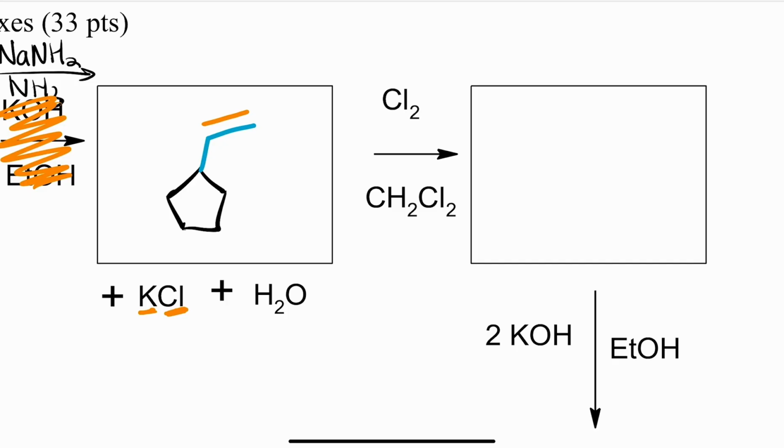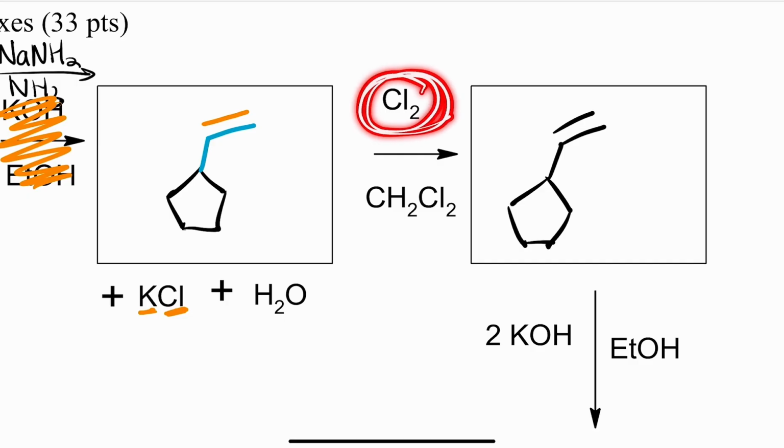So, let me just redraw it. But what are we doing now? Super important. What are we doing? This is adding 2 chlorines. That little 2 can't get ignored, because what this really means is that there's 2 chlorines getting added.